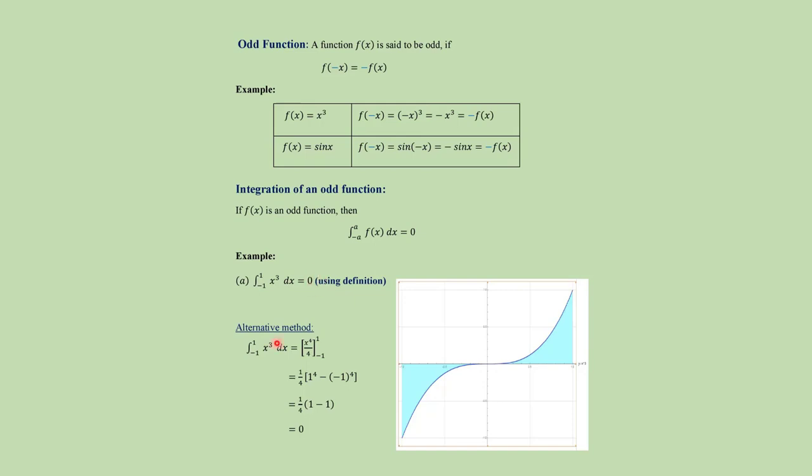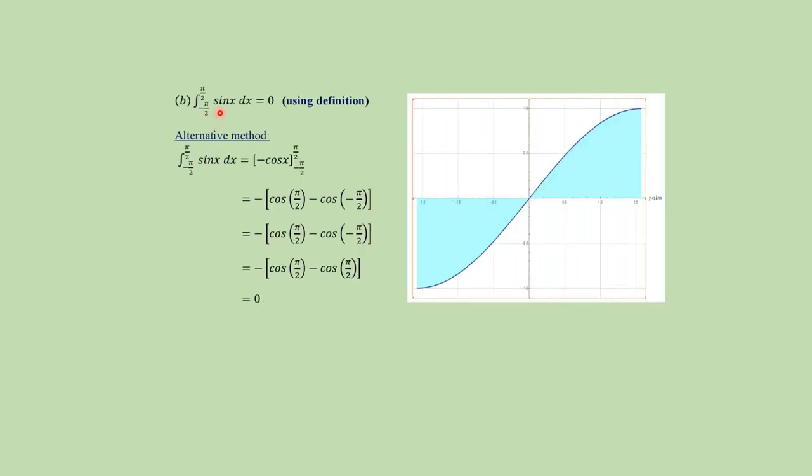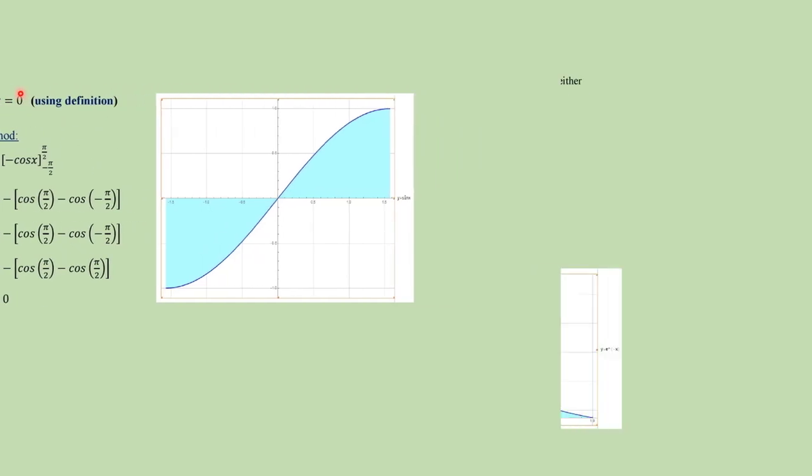You can also check this result using the traditional way, but if you directly write the answer as 0 by saying that it is an odd function, then that would be 100% correct. In this example, sin x is an odd function, and the lower and upper limits are the same but opposite in sign, so the answer is 0.